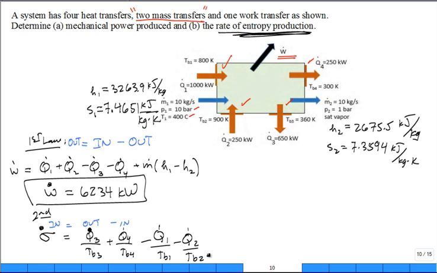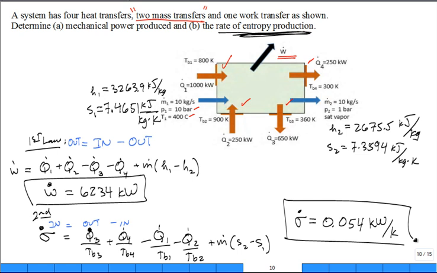Are there any other entropies in or out? Yes, we have it with the mass. We have an out S2, S1. True? All right, when you solve this one, substitute those numbers. That's the answer we get for the entropy production. This was steam, water, H2O. Any other comments, questions?